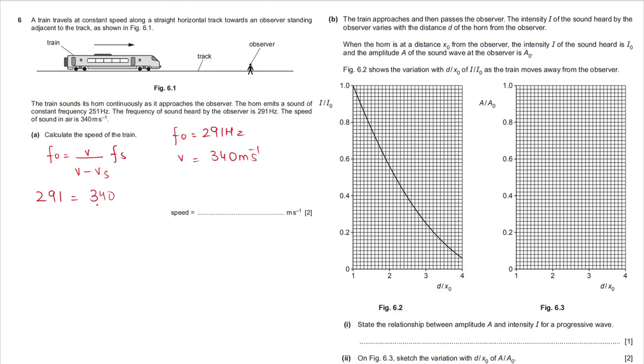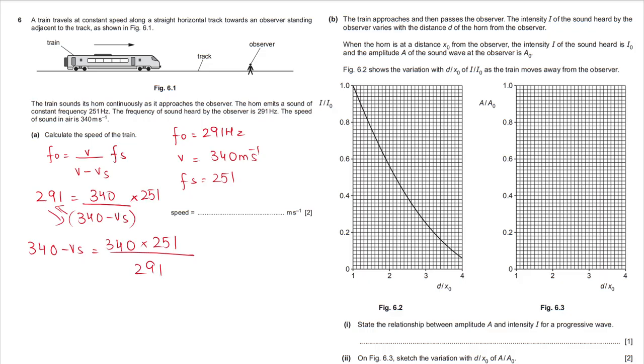So 340 over 340 minus Vs times the frequency of the source. So Fs is 251. So we have to calculate Vs. This whole thing will go to the other side, I bring 291 down. So 340 minus Vs is equal to 340 times 251 whole divided by 291.